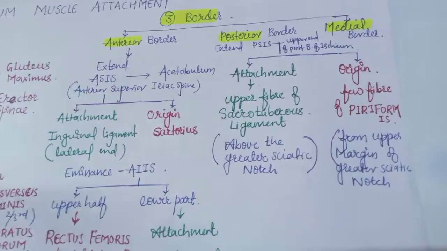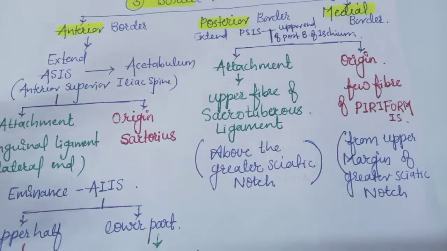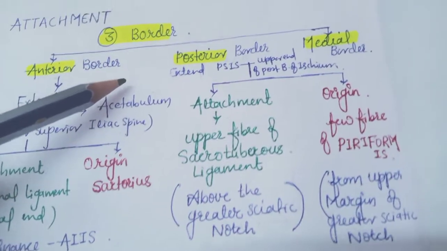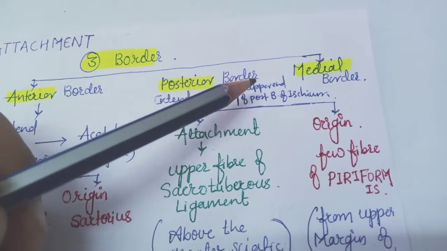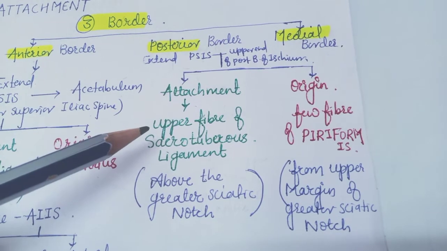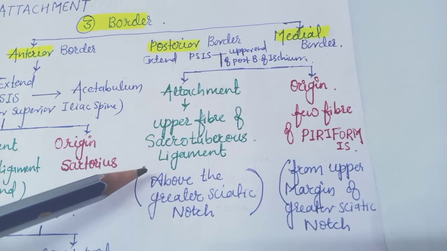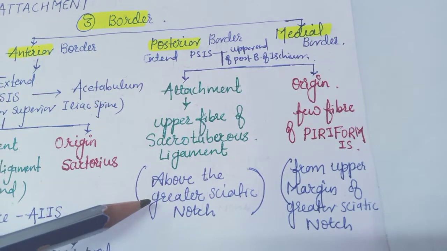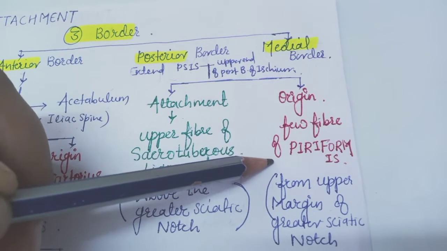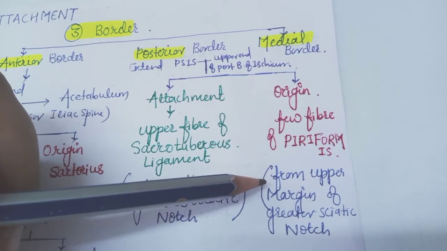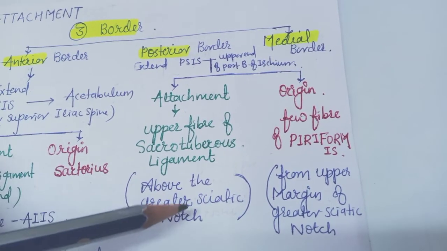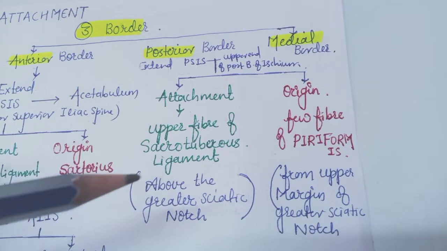Then the posterior border extends from the PSIS, the posterior superior iliac spine, up to the upper end of the posterior border of the ischium. It gives attachment to the upper fibers of the sacrotuberous ligament above the greater sciatic notch, and origin to a few fibers of the piriformis from the upper margin of the greater sciatic notch. As we all know, the greater sciatic notch is present in the posterior border.